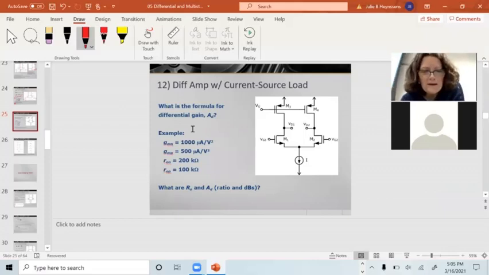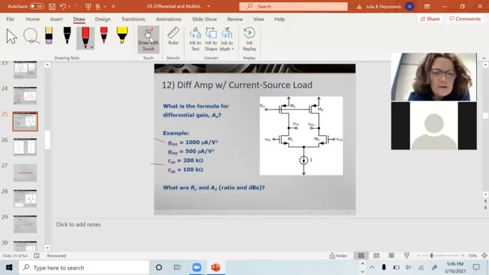This is the same thing here. I still have the same gm, and the units are wrong. That should be microamps per volt. I still have the same RO in. The only thing I'm changing here is instead of having that 8K ohm resistor, I'm now looking into the drain of a PMOS transistor, which has 100K ohms. So all I've done is increase the RO of my current source.